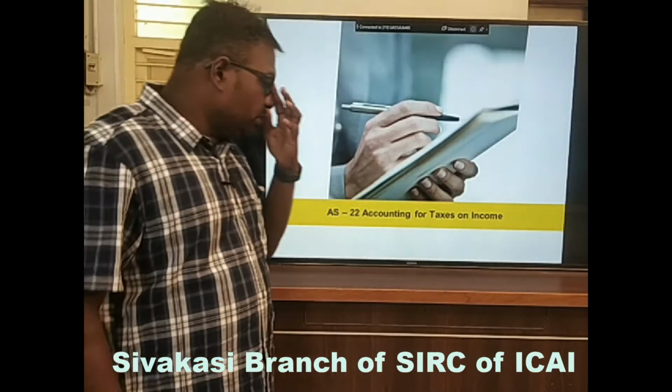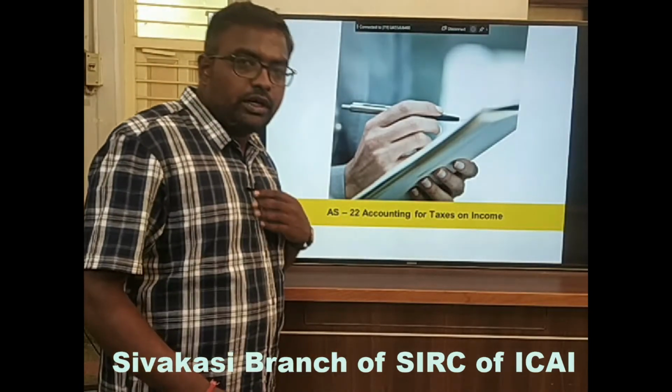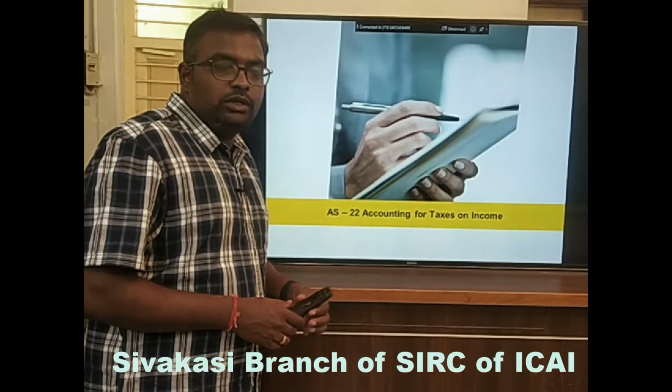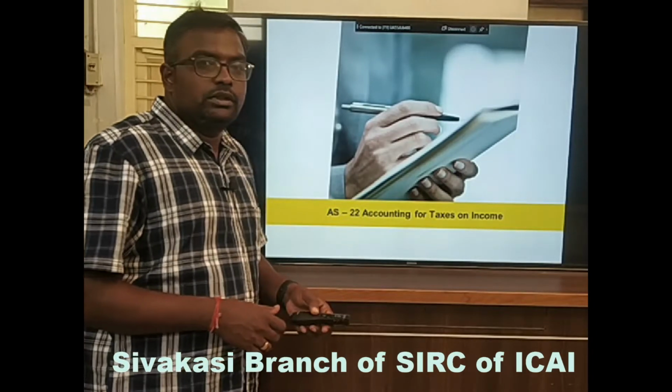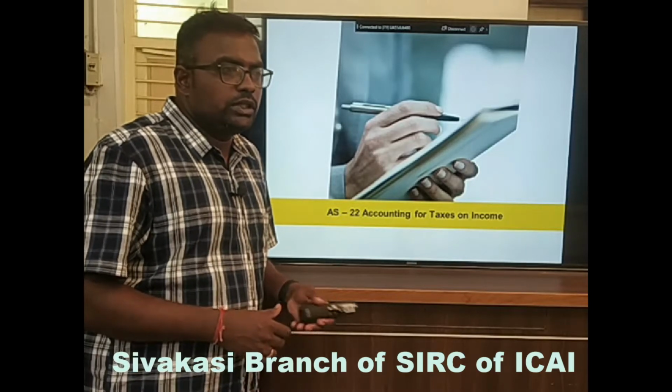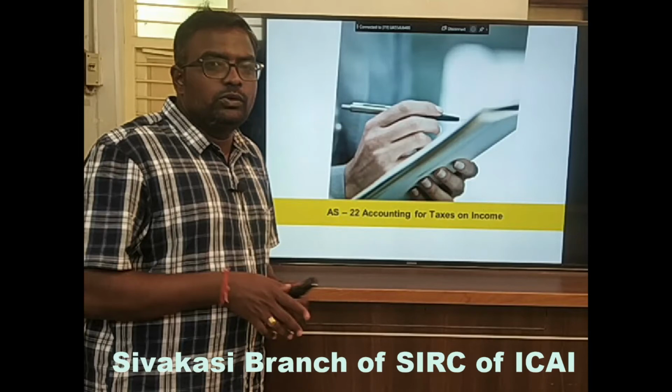So next standard is the third standard. Out of 6 standards, we are in the third standard now, which is AS 22, accounting for taxes on income. So this is actually my favorite standard. Though I do mostly statutory audit, I like mostly taxes.